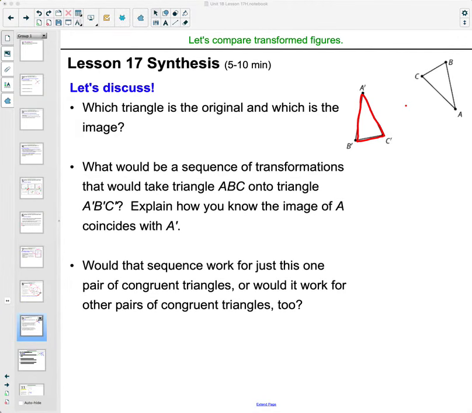And so depending on how you describe that, if you say translate A to A prime and then rotate C to C prime, okay, that could work for multiple triangles since you're not actually putting an angle in there. You're just saying translate this letter to that letter, so A to A prime, and then rotate C to C prime. So it could work for others if there's a translation and rotation in it.